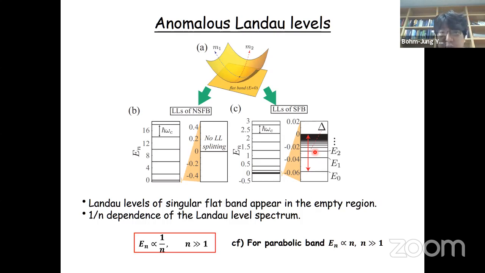Now let me move on to this Landau level problem once again. In the case of the non-singular flat band, there's no spreading of the flat band Landau level, the flat band remains invariant. In the case of the singular flat band, we see a finite spreading of the Landau level below the energy of the flat band. If we label the Landau levels in this way, E0, E1, E2, we see that the energy of the nth Landau level is proportional to 1 over n. This is clearly different from the case of the usual parabolic band, where En is proportional to n. This is a very unusual Landau level spectrum.